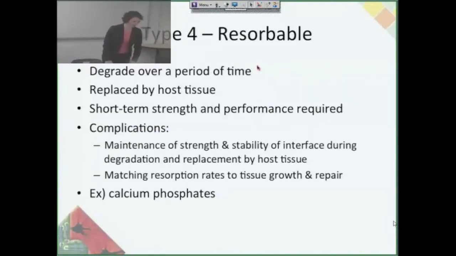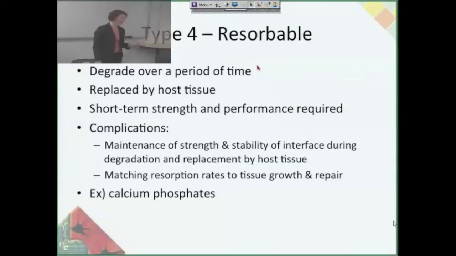And then type 4, resorbable. The resorbable response is where the material degrades over time and it's replaced by bone. This is an extremely active area of biomaterials and tissue engineering research because it would be awesome if you could get new bone to replace the material over time. That's what everyone's trying to do.